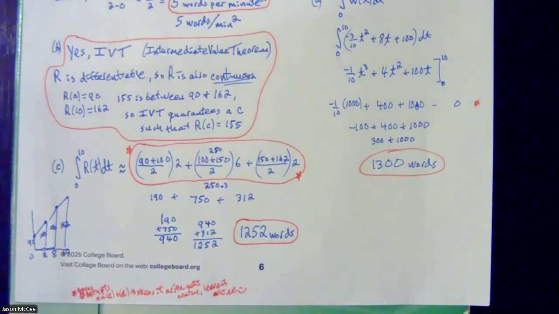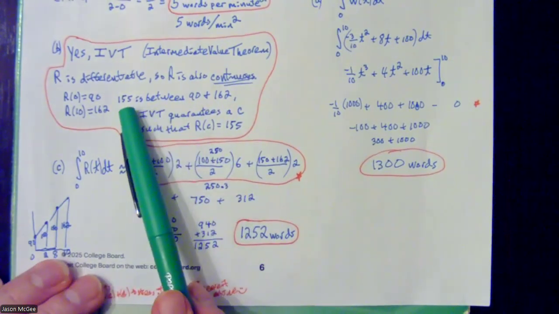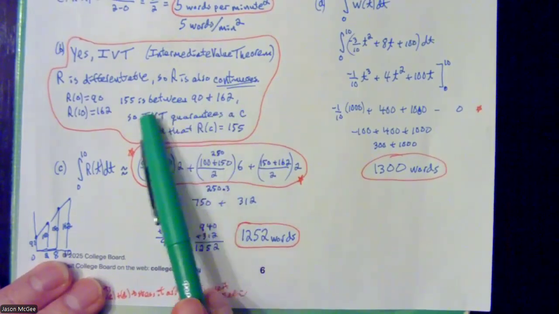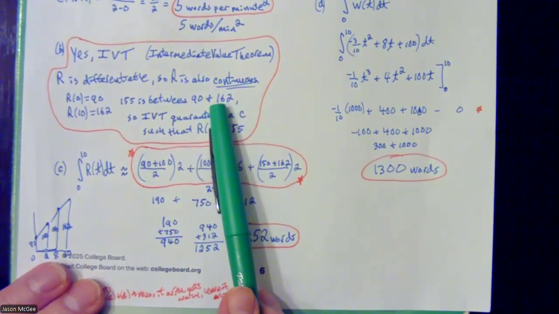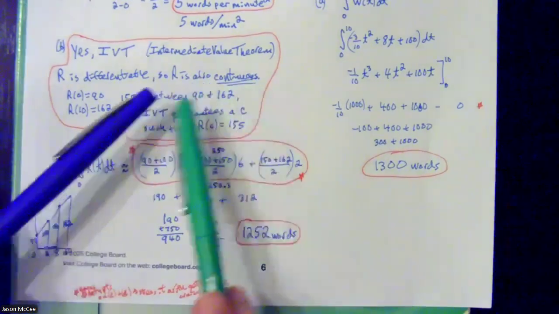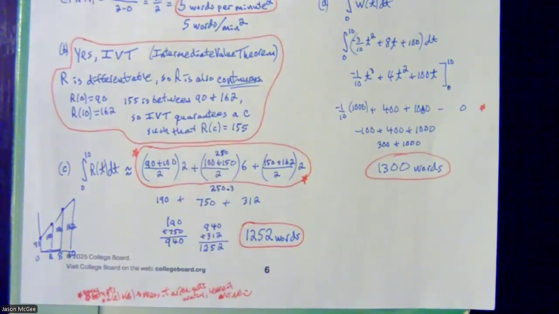So if you have a continuous function, and you have a value that's in between two other values, it has to cross through all the values in between. So a continuous function in between, IVT guarantees where that's going to happen there.